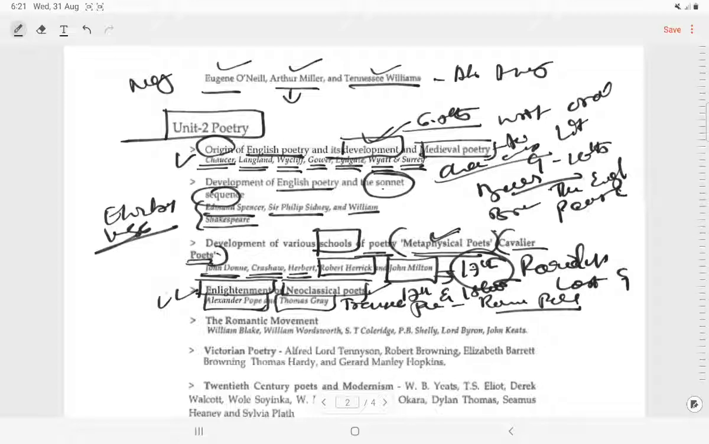Coming to the next very important part in our poetry section, the Romantic movement. Here around 3 to 4 questions will be asked and have been asked in previous question papers. That question paper we will discuss in coming videos.